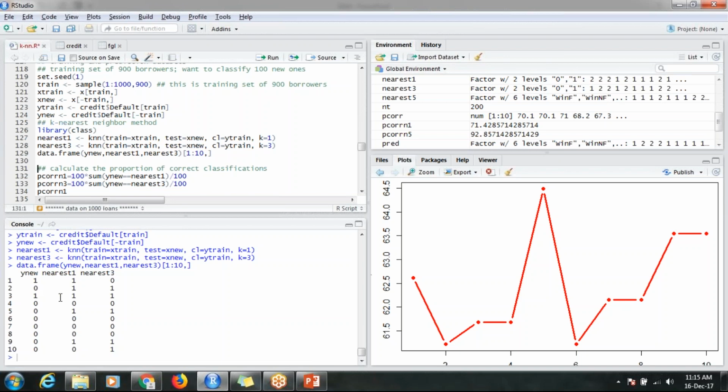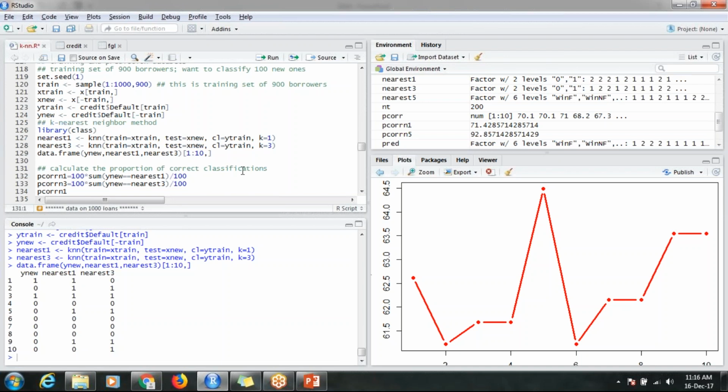Here, this person defaulted, and on the basis of nearest neighbor we predicted 0, 0. This is again a 1, 1 for both of them, so it is quite unlikely that he was a non-defaulter. But again, classification is steady. Again a misclassification for both of them, and here again a misclassification. So nearest neighbor 1 here works better compared to nearest neighbor 3.